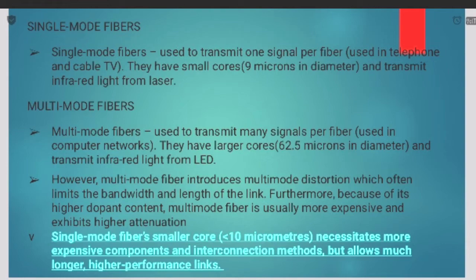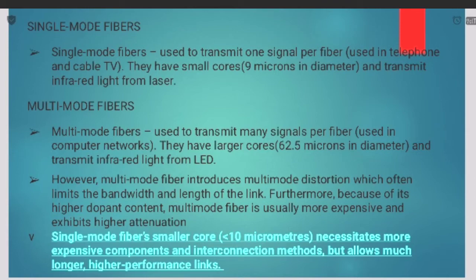As the name indicates, the next one is multi-mode fibers. Multi-mode fibers are used to transmit many signals in a single fiber. Usually computer signals travel through these fibers, and they have comparatively larger cores than single mode, 62.5 microns in diameter, and usually infrared from a laser and LEDs can be used. However, multimode fiber introduces multimode distortion, which limits the bandwidth and length of the link. Furthermore, because of high dopant content, multimode fiber is usually more expensive and exhibits higher attenuation.